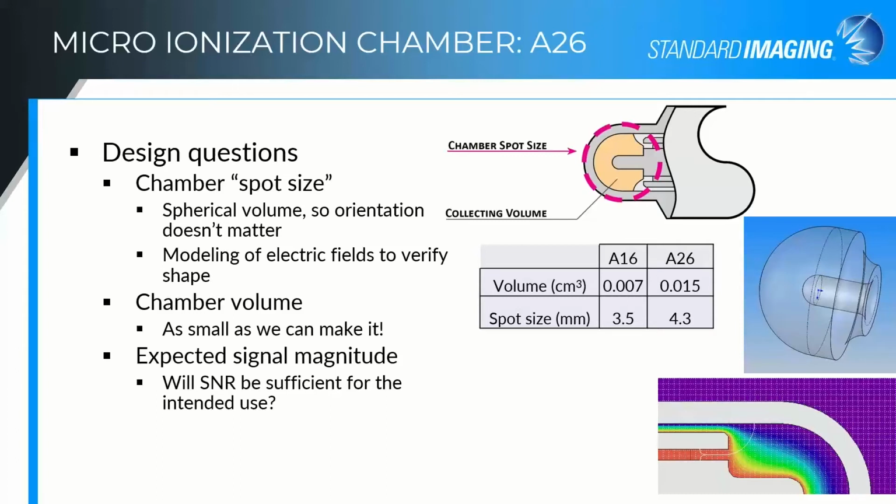The chamber volume, of course, affects the signal magnitude. So we're looking at signal to noise ratio and whether that would be sufficient for the measurements. The volume then ended up for the A26 being almost exactly double what we have for the A16, which has a metal central electrode. So you get quite a bit more signal, which makes a nice signal to noise ratio. Although it is still a small chamber, you still are looking at small signals from it. But we only had to increase the spot size by less than 1 millimeter. So you're really not compromising very much on the size of the small fields that you can investigate.